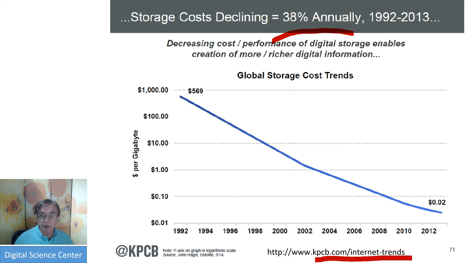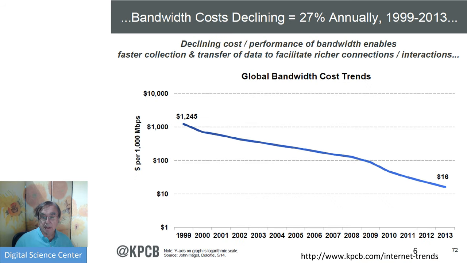So unfortunately, it would be good to be able to take these plots and update them every year. Then there is bandwidth. The bandwidth cost is decreasing 27% annually.